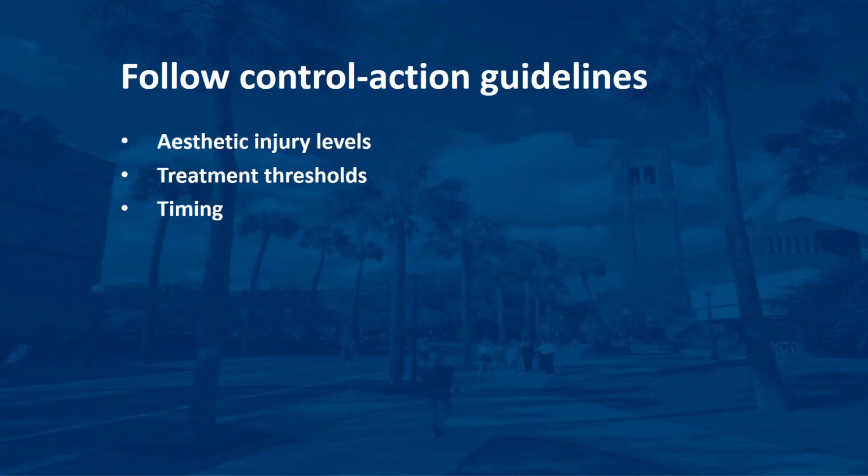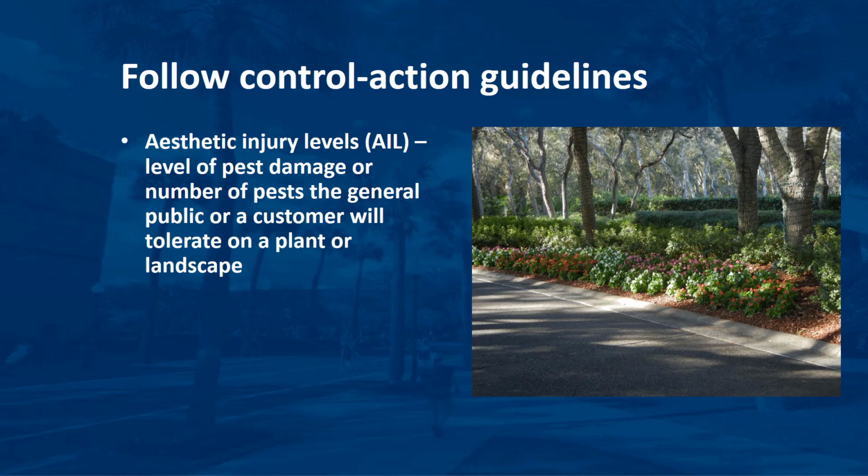Control action guidelines will help you decide how to avoid possible losses from pest damage. How many pests and how much damage are acceptable or tolerable? Control action guidelines include aesthetic injury levels, treatment thresholds, and timing. An aesthetic injury level, AIL, can help you decide when pests need control. Aesthetic means how good or nice something appears.